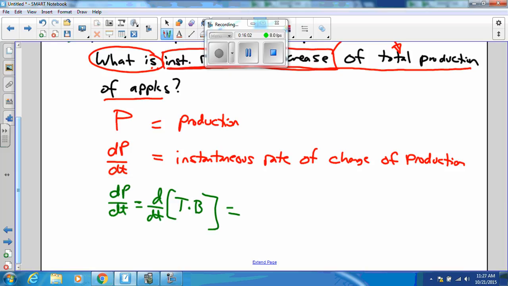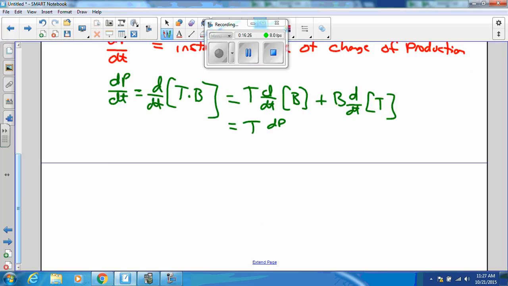And now my calculus kicks in. I recognize I have a product, therefore product rule. And I apply the product rule, giving me T times the derivative of B plus B times the derivative of T. And when I take the derivative with respect to time of B, I get dB/dt. And when I take the derivative of T, capital T, with respect to time, I get dT/dt. Just like that.